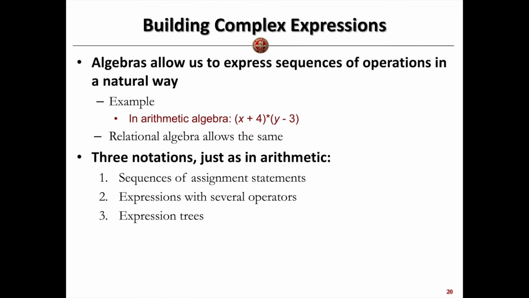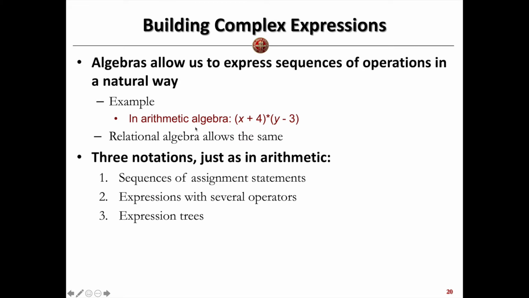So normally we can borrow the ideas we learned from other algebra, right? I think you have learned this in elementary algebra, about the product as well as plus and minus of two numbers. And we can represent an expression in multiple ways. So algebra always allows us to express the sequence of operations in a natural way, right?